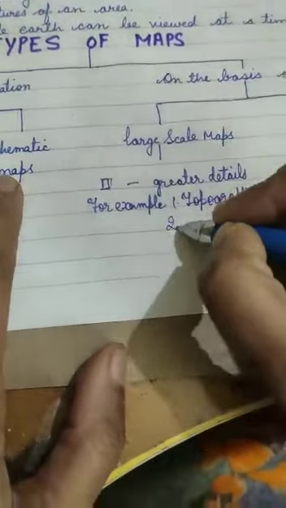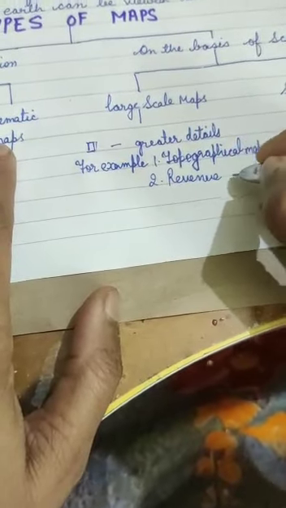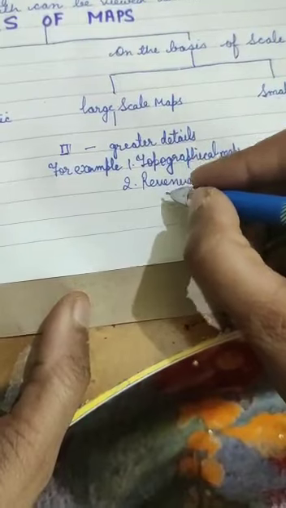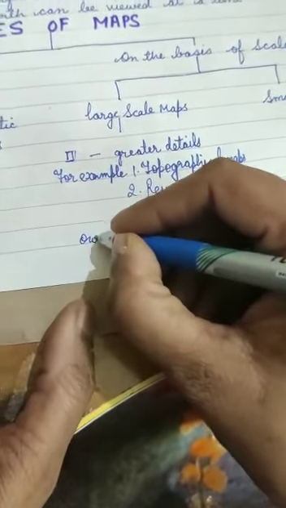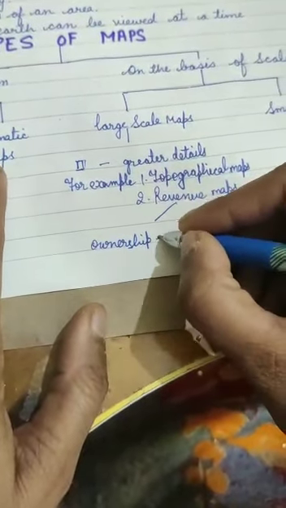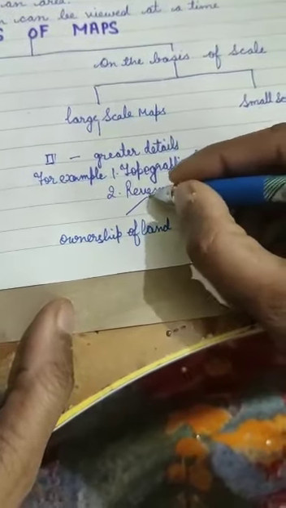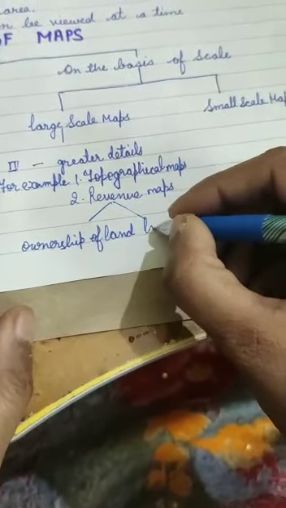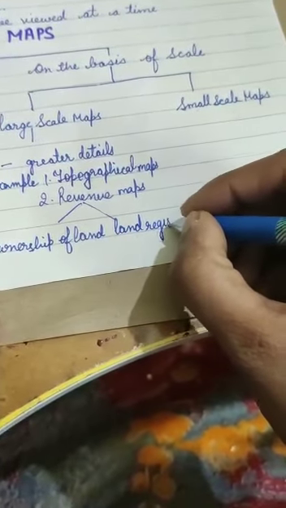Another example of large scale maps is revenue maps. These are official maps. They show ownership of land and land registration.